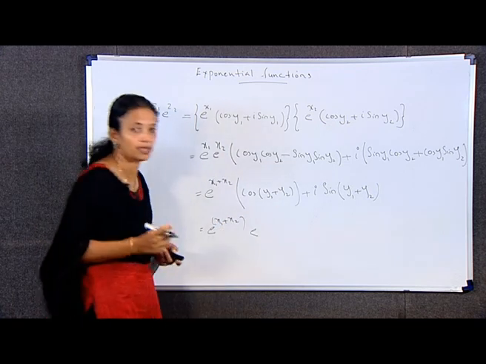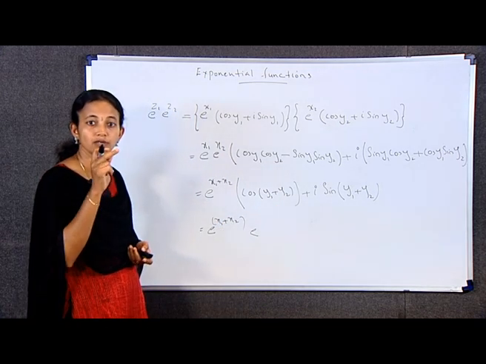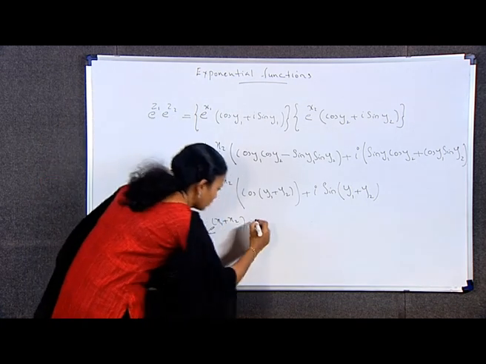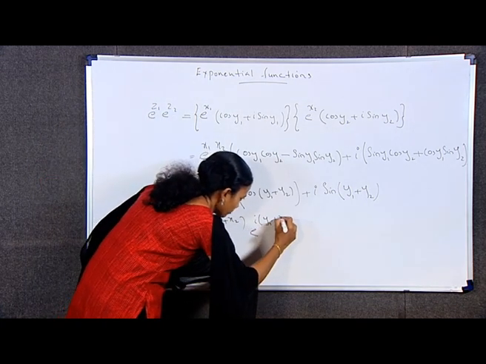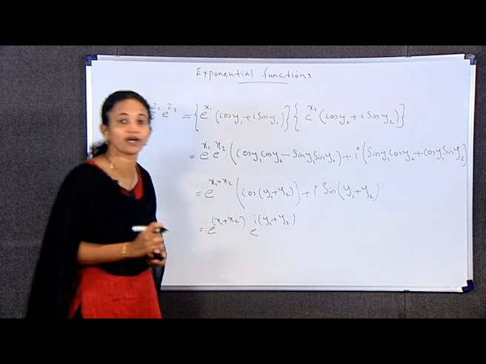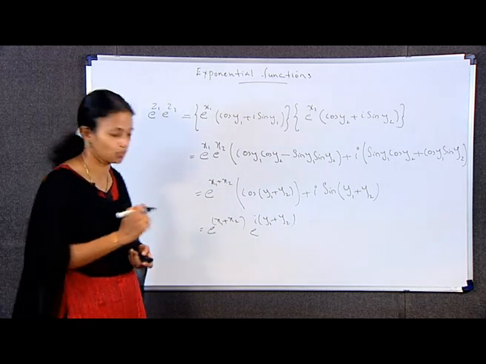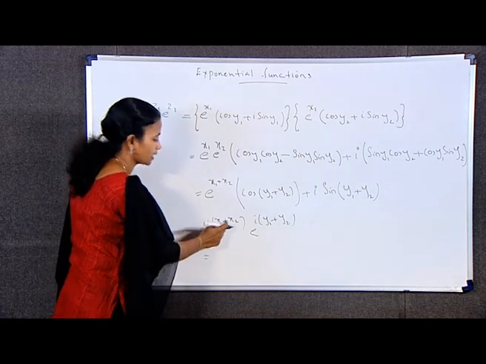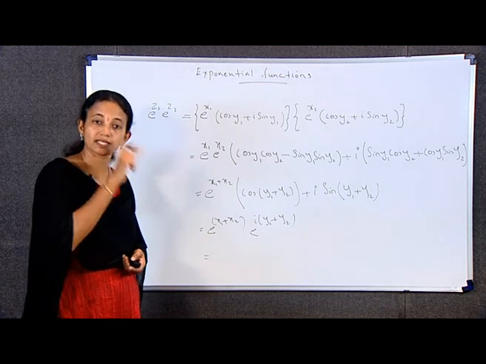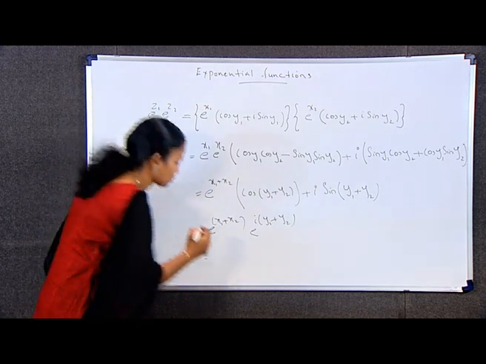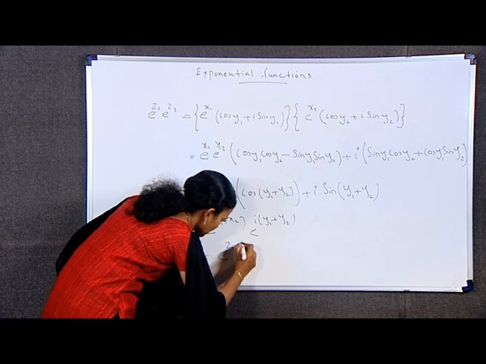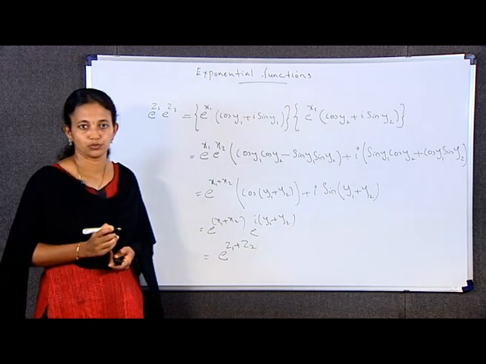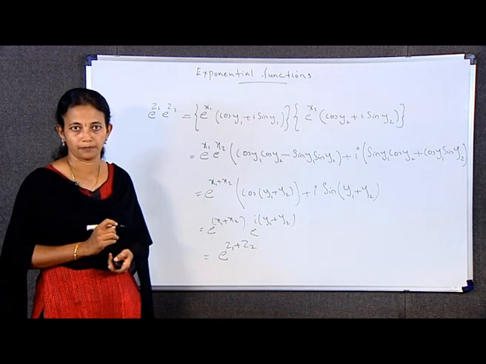So, this is equal to e raised to y1 plus y2. Here we also have i y1 plus e raised to i into y1 plus y2. So, altogether we can write this as e raised to x1 plus x2 plus i into y1 plus y2. So, this is e raised to z1 plus z2, using our definition 1.